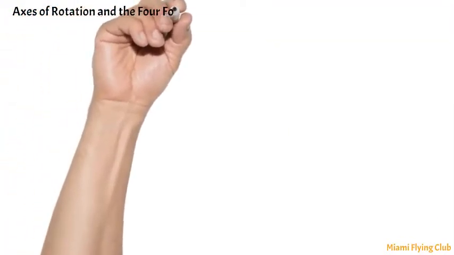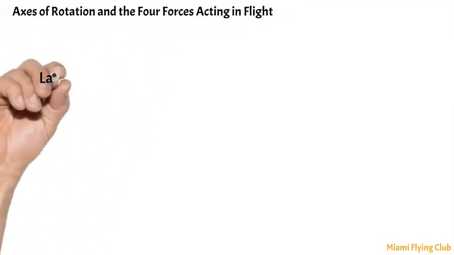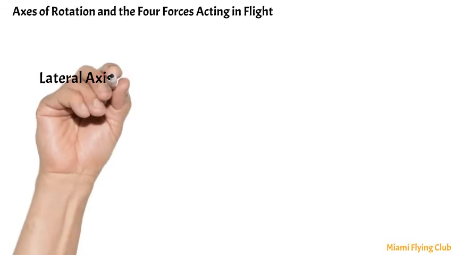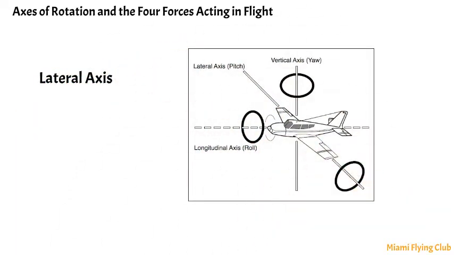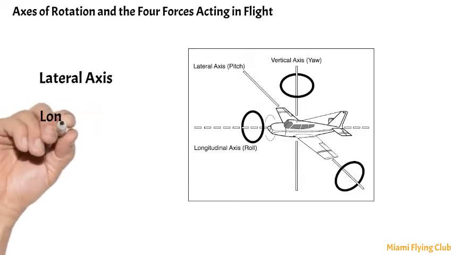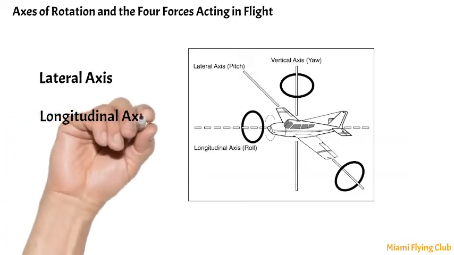Axes of rotation and the forces acting in flight. The aircraft has three axes of rotation: the lateral axis, longitudinal axis, and the vertical axis. The lateral axis is an imaginary line from wing tip to wing tip for an airplane. The rotation around this axis is called pitch. Pitch is controlled by the elevator, and this rotation is referred to as longitudinal control or longitudinal stability.